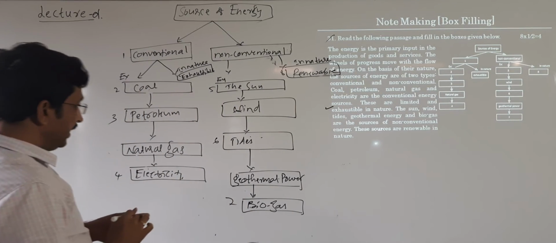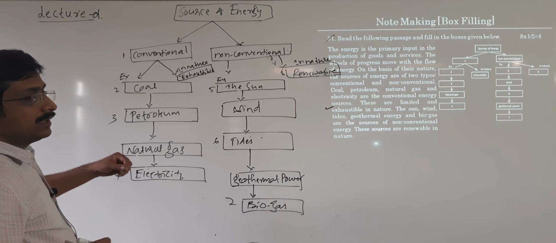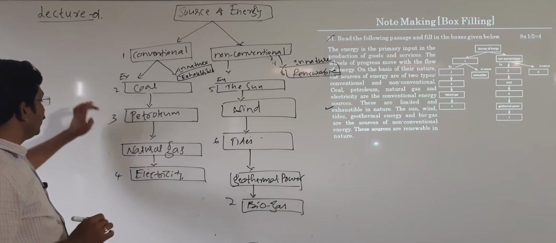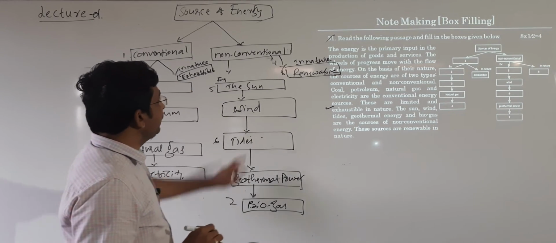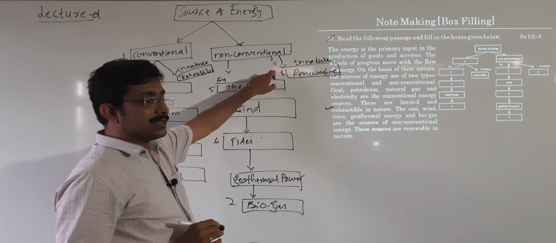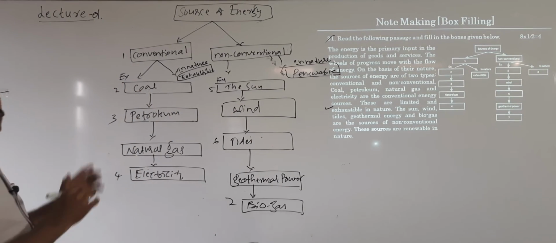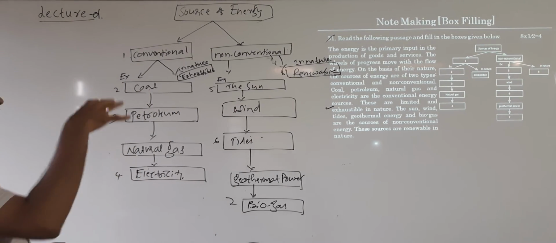Renewable. Here 8 boxes are given empty. 1, 2, 3, 4, 5, 6, 7, 8. So this is called box notes. We have to answer in the given boxes.